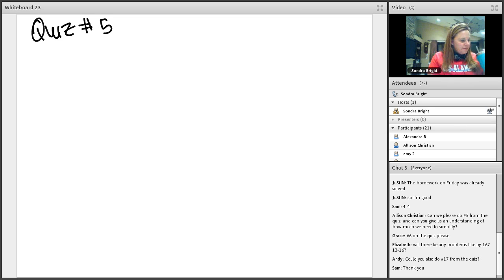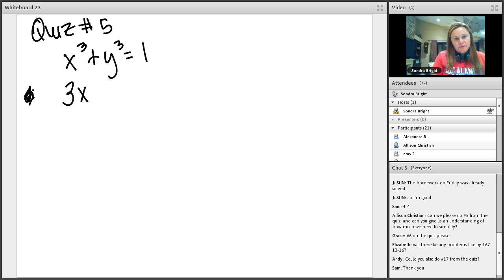All right, so I got x cubed plus y cubed equals 1. For dy dx, you got to do implicit, right? So you're going to take the derivative of x cubed, which would be 3x squared. Derivative of y cubed, 3y squared, but it's y, so times dy dx. Derivative of 1, be careful there, is 0.